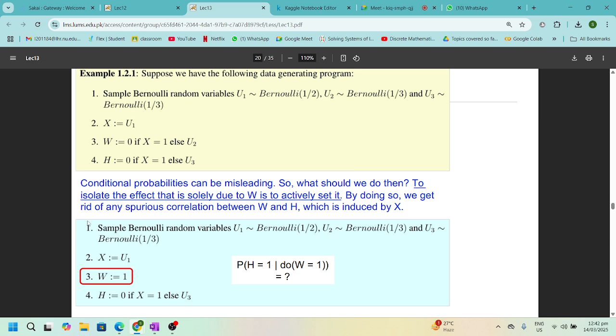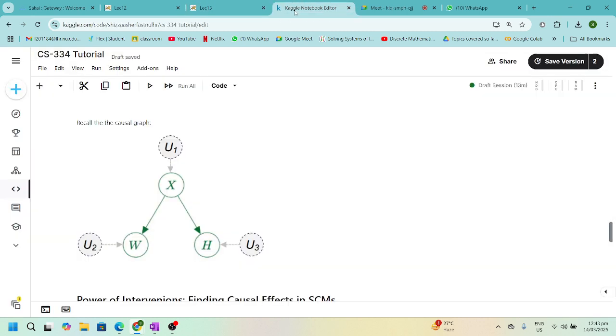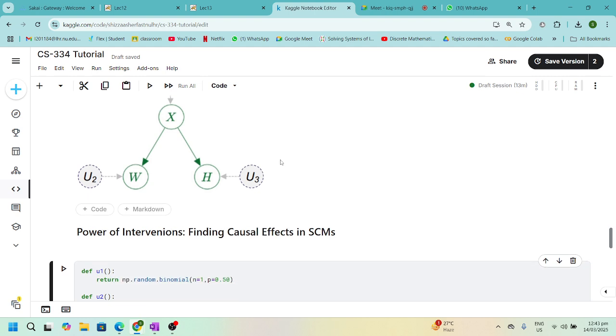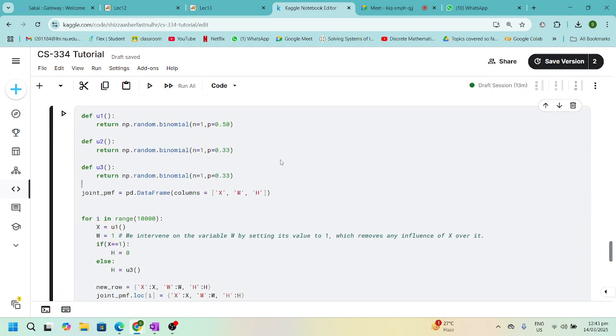And beyond this point, it's very simple actually. Now, all you have to do is you have to look at the new data generating algorithm, which is written in blue, and you're going to use that algorithm to calculate the value of the probability of H equals 1 given that W equals 1. So it gets pretty simple from here onwards. So, first, let me show you in code how we have changed this.